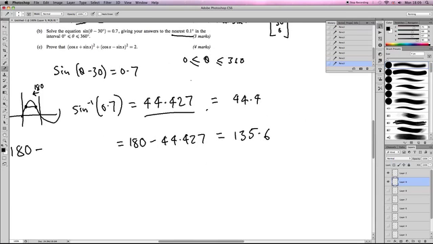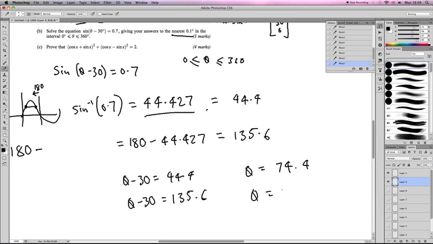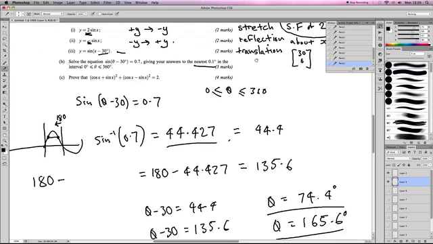And you'd think that's the job done, but it's not, because theta minus 30 is equal to 44.4, and likewise theta minus 30 is also equal to 135.6. So theta is actually 74.4, and theta likewise is also 165.6. And there's your nearest 0.1 degrees. So there's 3 marks.